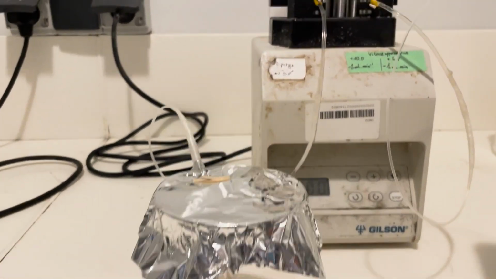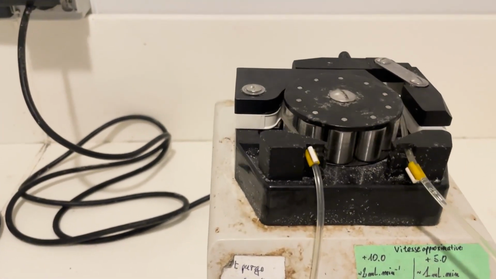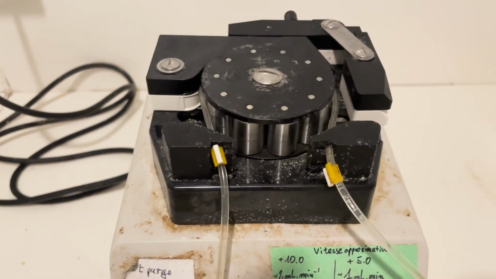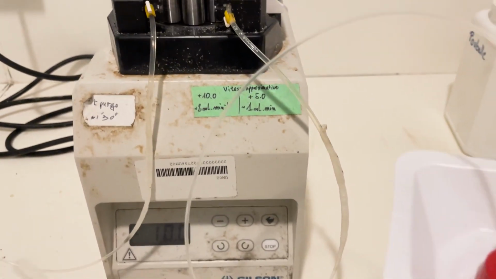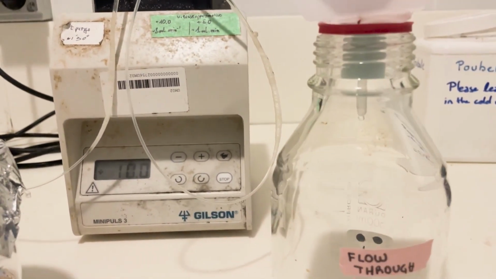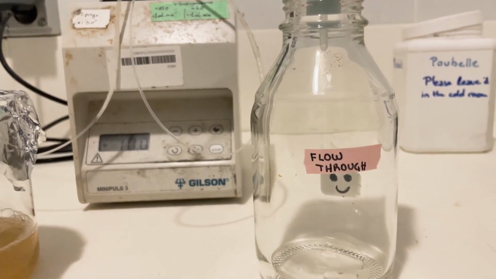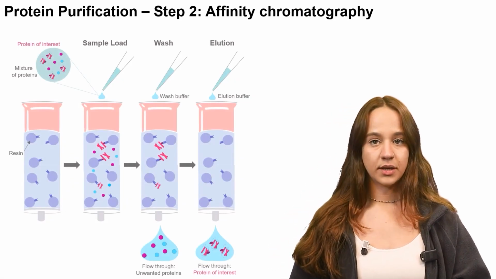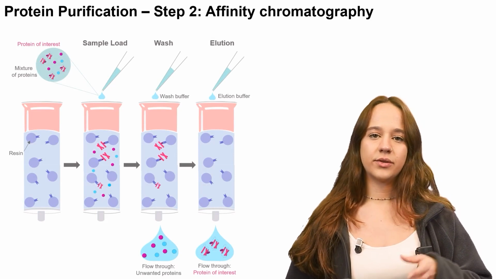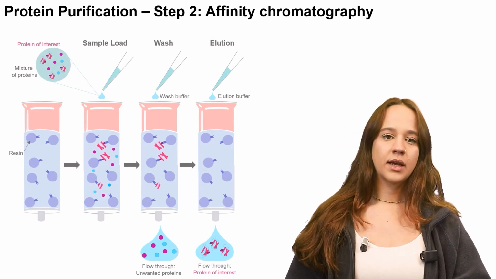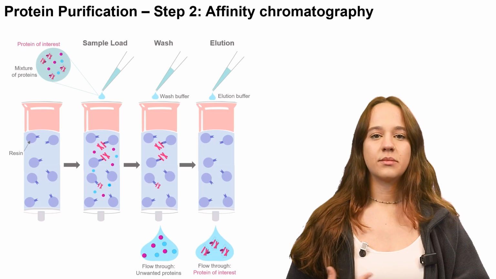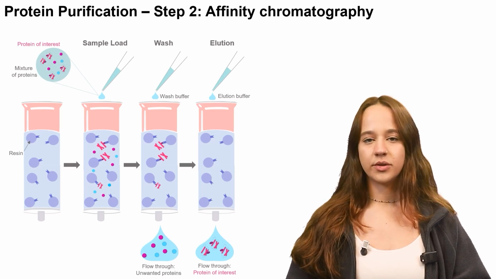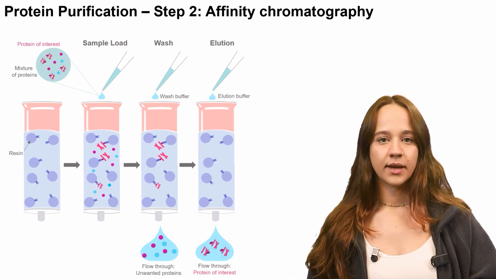This first step of affinity chromatography is performed with the help of a peristaltic pump that allows us to load our protein onto the column and then perform subsequent washes with different buffers. First, we load the entire sample onto the column and collect the liquid that goes through in a bottle. At this stage, our protein remains bound to the column while most contaminants fall into the collection bottle.